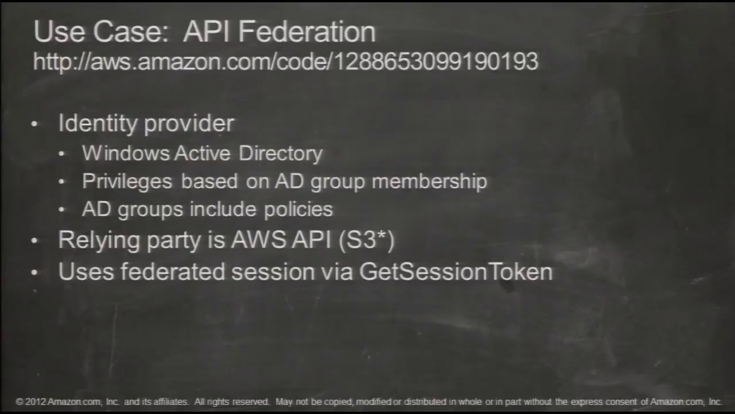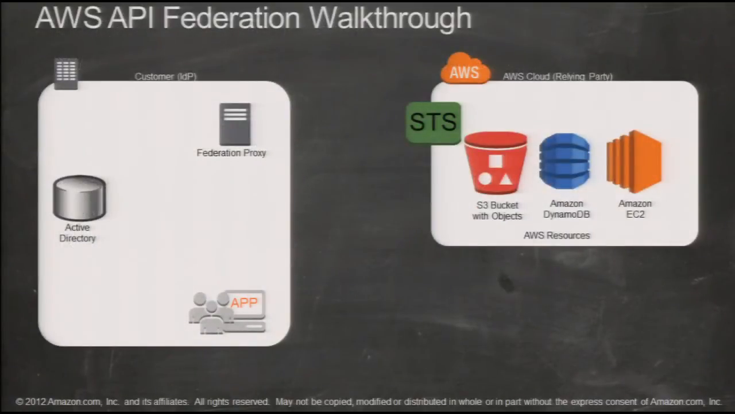So let's go through the first sample. Once again, the URL is up there for this one. I modified it slightly, but most of the code is pretty much the same. In this case, the identity provider is actually going to be Windows Active Directory. It's because I'm running everything from a Windows EC2 instance. The privileges are going to be based on AD group membership. But one level higher, I'm actually going to start storing policies on unused AD attributes. So this is how I'm actually going to give the privileges to those users. The relying party in this case is going to be S3 because it's easy to demonstrate. And we're going to be using a federated session using the get session token API.